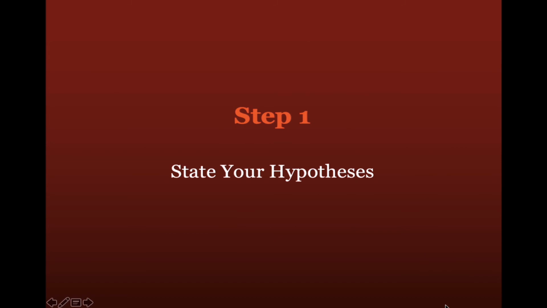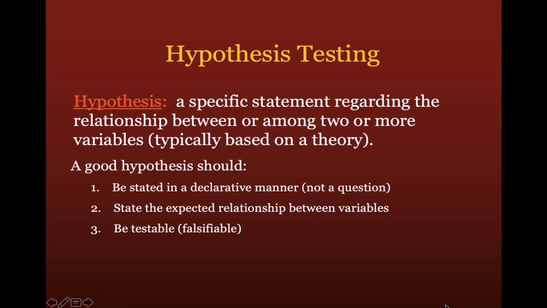So let's go through all these steps. They're all a little bit complicated. Well, the first one's pretty easy, but after that it gets a little bit trickier. So the first step is to state your hypotheses, right? And we talked about before, a hypothesis is a statement regarding the relationship between 2 or more variables. And a good hypothesis should be declarative. So it's not asking a question, it's making a statement. It should state what you're expecting to find. So if one variable causes changes in another, or one variable is related to another, you want to be very specific about that. Then it also has to be testable, right? So it has to be able to be falsified.